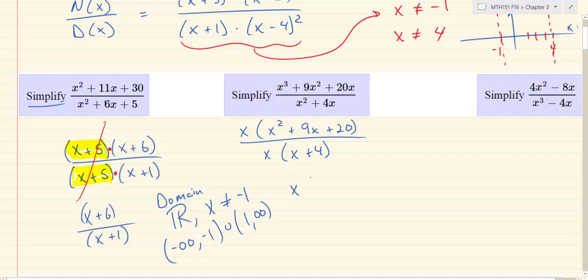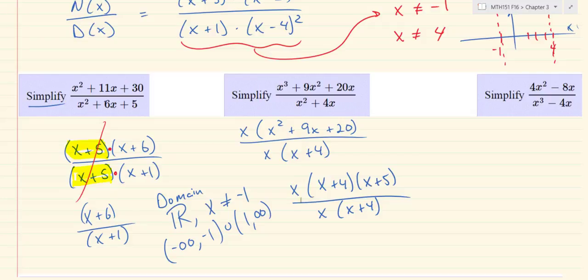So this is going to become x times (x plus 4) times (x plus 5) divided by x times (x plus 4). And again, what you'll notice, because these are all multiplied together, this x is going to cancel with that x. And this chunk of stuff, this x plus 4, is going to cancel with this x plus 4.